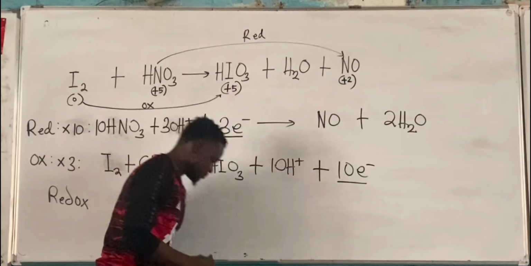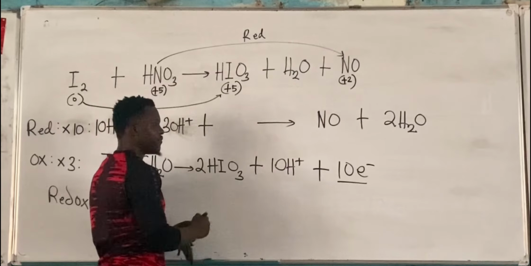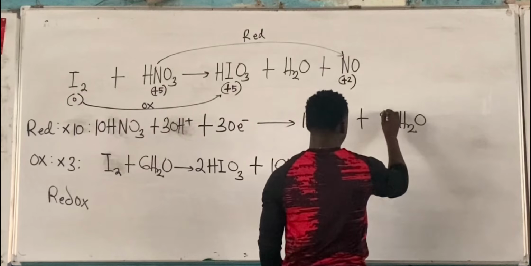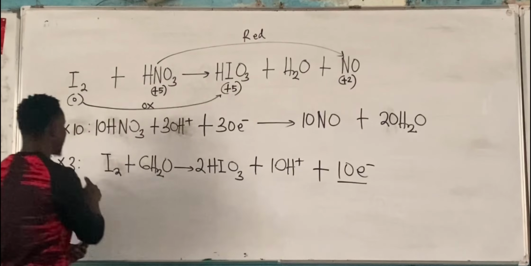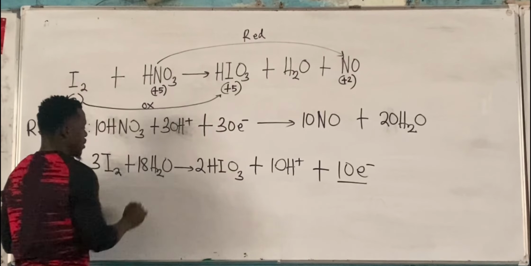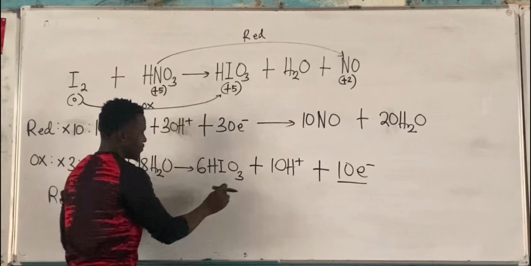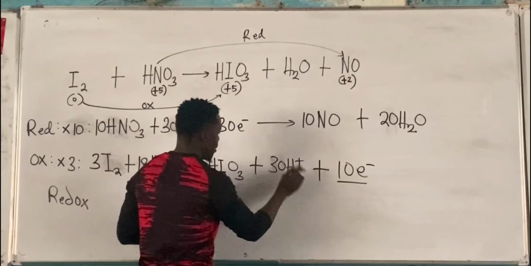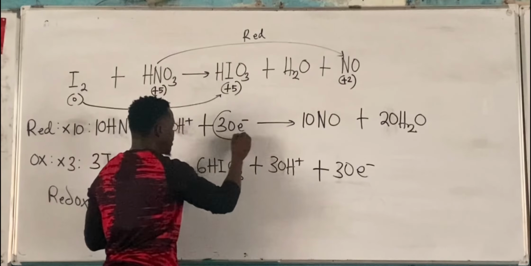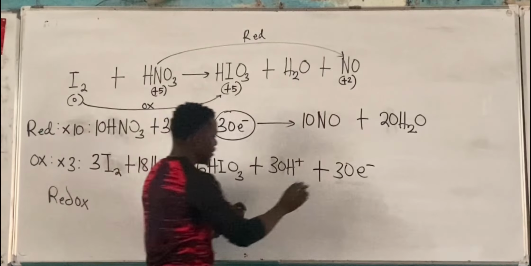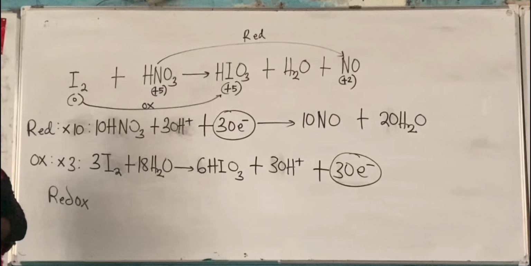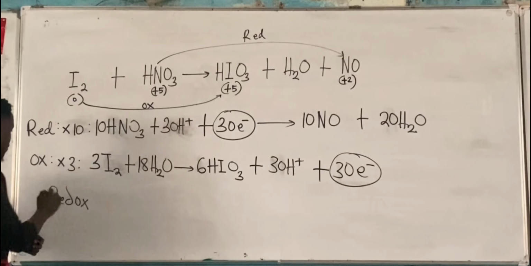10 times 3 is what? 30. So we also have, now this becomes 10. It becomes how many? 20. Multiply this by 3. This is 3. This is how many? 18. And this is how many? So now, we can see that electron gain, which is 30, is equal to electron loss, which is also what? Now it's time for us to cancel out what needs to be cancelled out and present our final reaction.